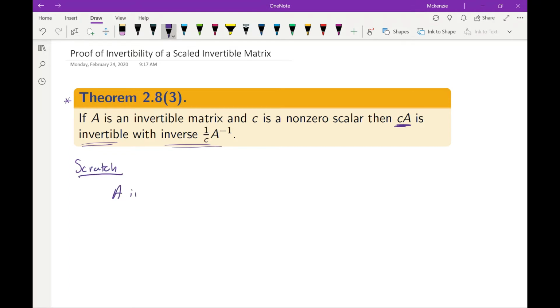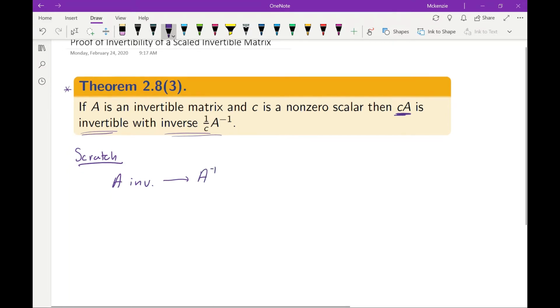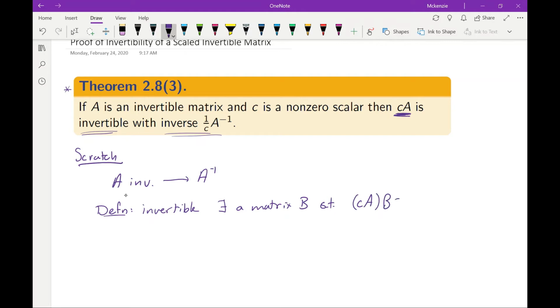A is invertible. So that tells us we can get A inverse. Alright, and then we claim that CA is invertible. So let's remember the definition of invertible. There exists a matrix B such that C times A times B equals, put B on the other side, and we should get the identity matrix back.